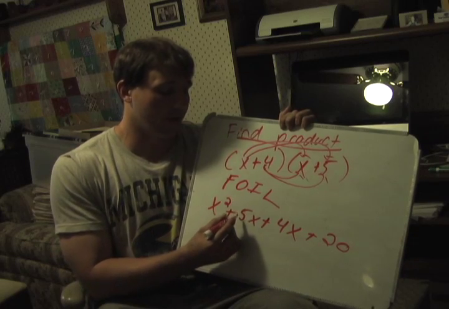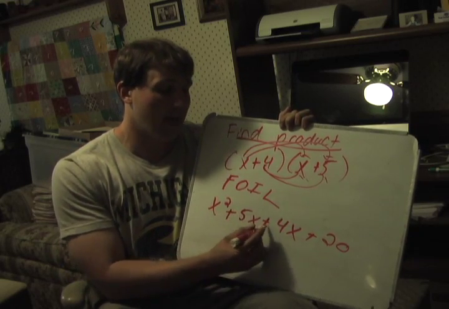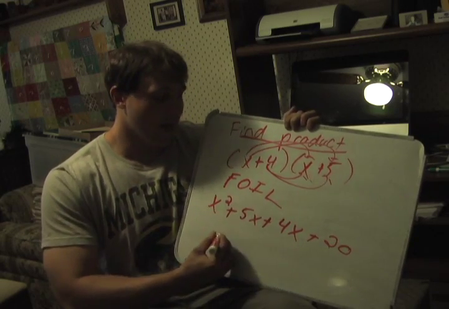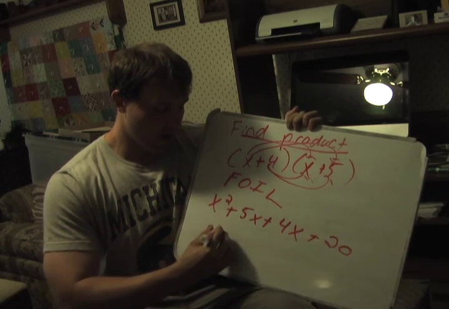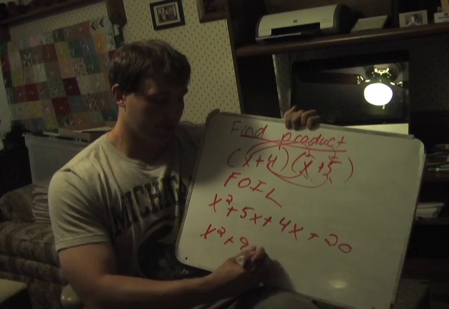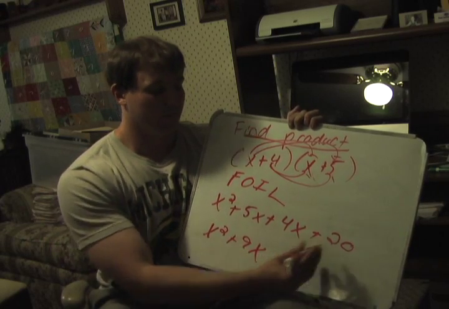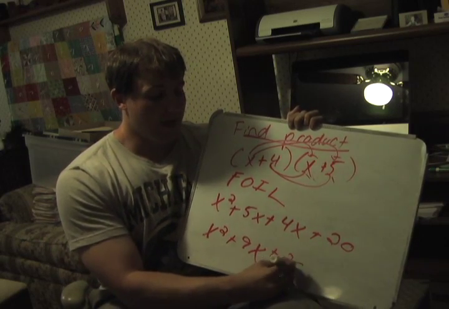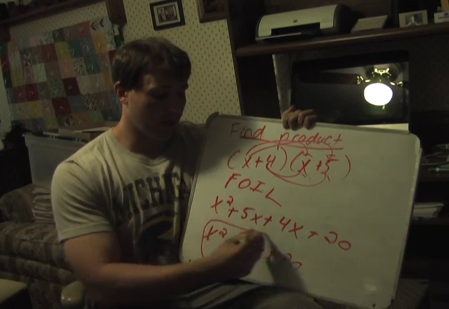So what you can do is take positive 5 and add 4. It's going to be 9x. So you drop the x squared down. 5x plus 4x is plus 9x. Kind of writing sideways here. Then plus 20 at the end. And then that right there is my product, and that's my answer.